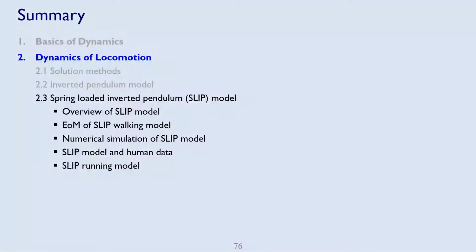Okay, with that, we sort of wrap up chapter 2.3 on the SLIP model, describing running and walking: the overview of the SLIP model and its equations of motion and numerical simulation, and its application to describe or understand human data for walking and running.